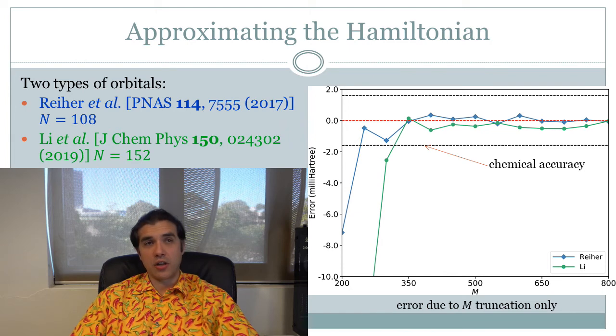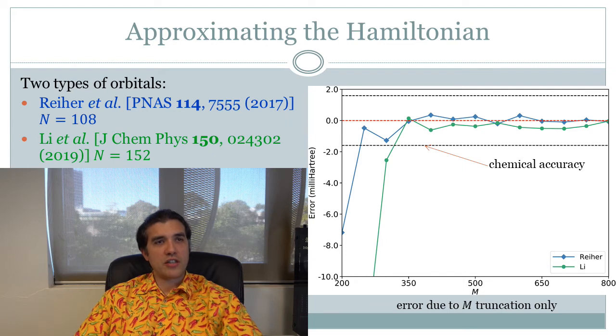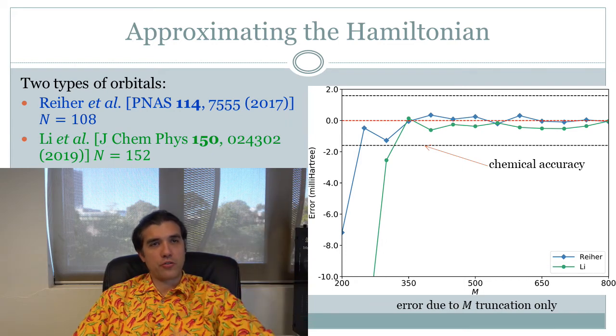The red dashed line is the classical result for the exact Hamiltonian, and the black dashed lines show the region of precision that's aimed for in quantum chemistry. So you can see that once m reaches about 350, there's enough precision in the simulation.